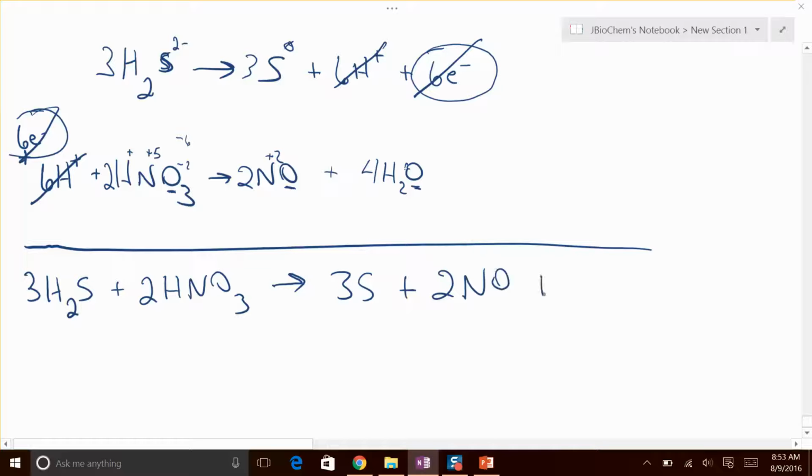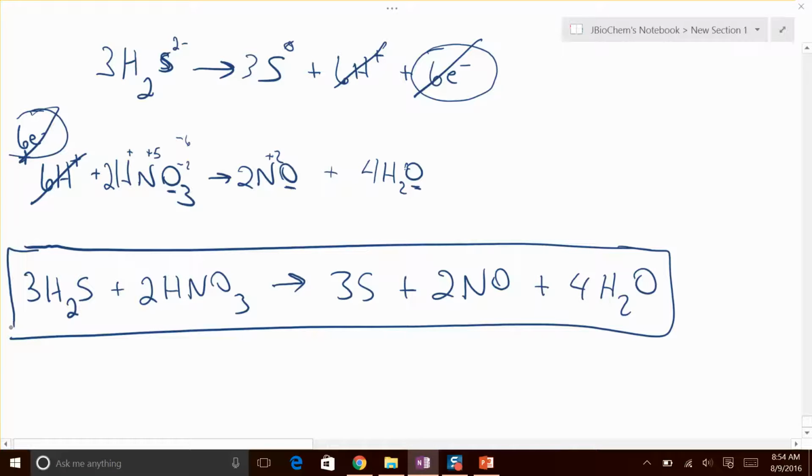Wait, and then you cancel the H's out? I did because there's 6 on each side. So when the H's are equal, you just cancel them. Anything that is equal on both sides of the reaction, you cancel out. Anything that is the same on both sides of the reaction, you add together. Okay, so that's our balanced chemical equation there.